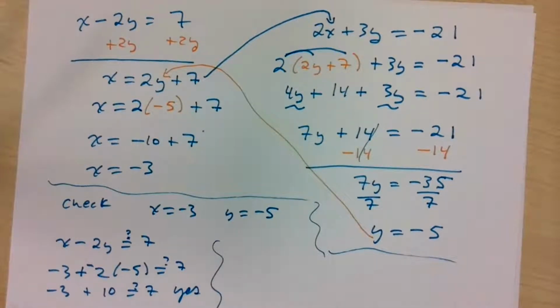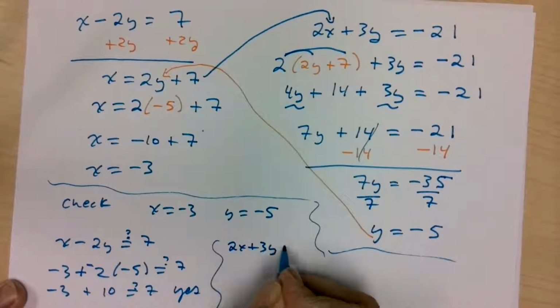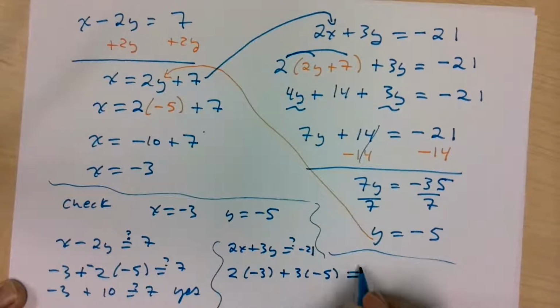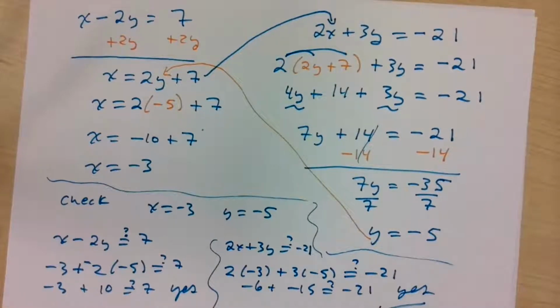And then the other equation is 2x plus 3y. Does that equal negative 21? Does 2x plus 3y equal negative 21? 2 times x, 2 times negative 3, plus 3 times negative 5. Does that equal negative 21? Does negative 6 plus negative 15 equal negative 21? That's also a yes. So that checks.